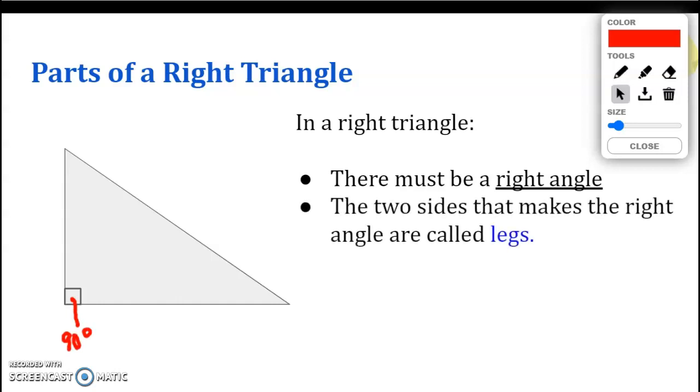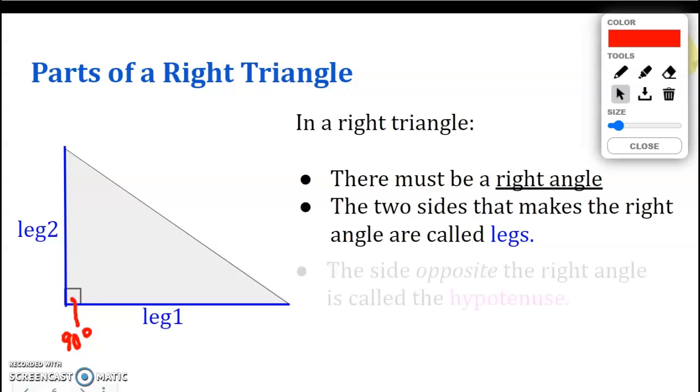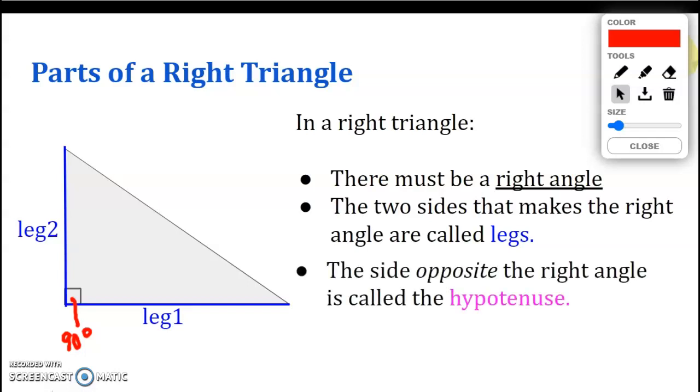And the two sides that make the right angle are called legs. So what do we call the legs? It's one side here, right next to the right angle, is one leg, leg 1, and there is another leg, the other side of the 90 degree, called leg 2. And the side opposite to the right angle, this is my right angle here, is called the hypotenuse.